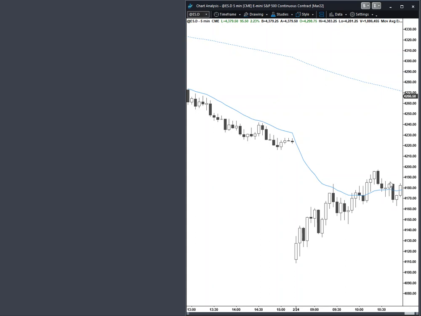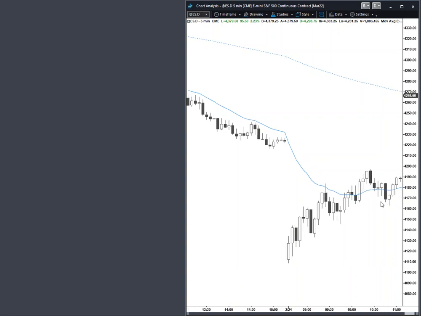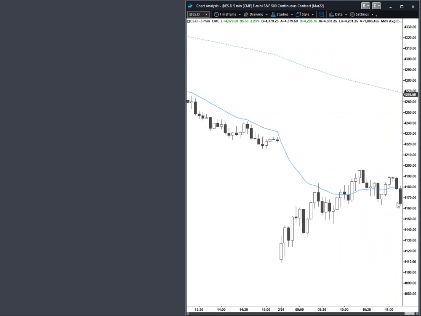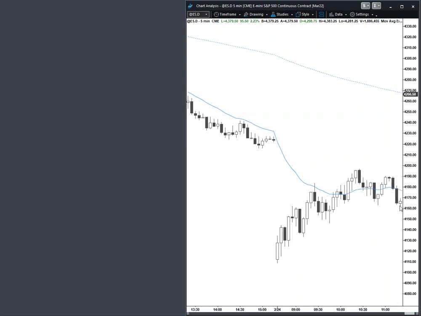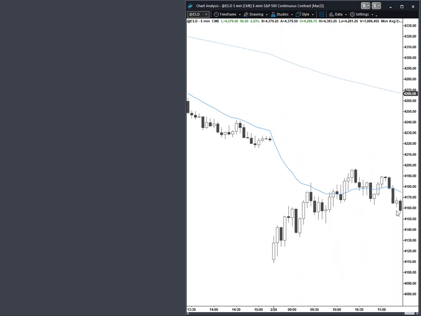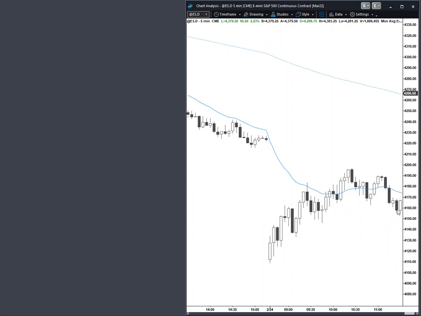3 pushes down, one pullback, 2 pullback, 3, or you can just call it 2 legs. This channel is pretty tight, so we may have to get a smaller second leg down, which we did. And now we have another bull bar. So you can argue wedge, 1, 2, 3. Another bear bar, bull bar.